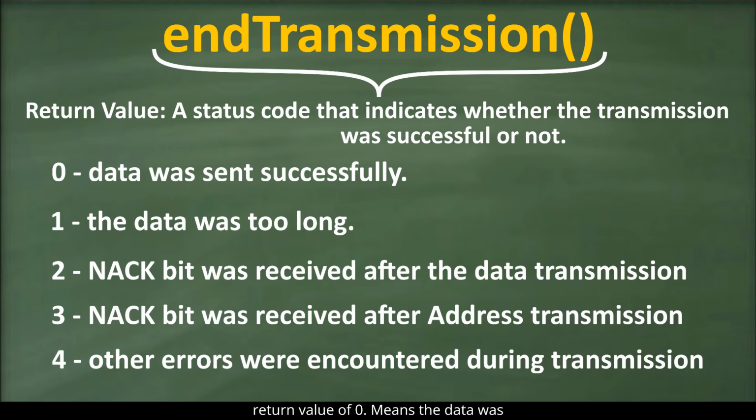A return value of 0 means the data was sent successfully. A value of 1 indicates that the data was too long to fit in the transmit buffer. A value of 2 means a not acknowledged bit was received after the data transmission. A value of 3 indicates that a not acknowledged bit was received in response to the address transmission. A value of 4 means that other errors were encountered during transmission.